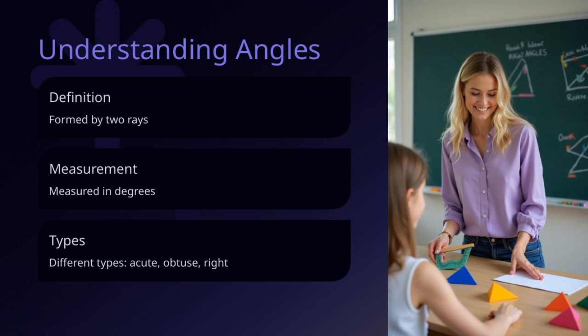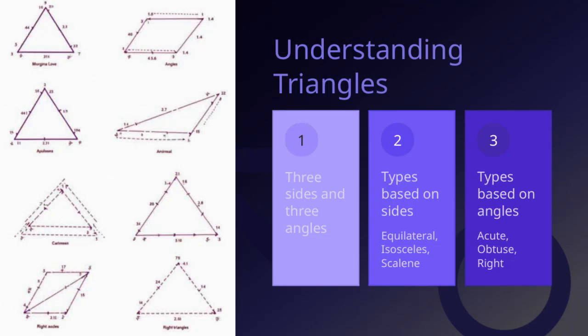Recognizing these types of angles is crucial because they appear all around us, in everything from architecture to design. By understanding what makes an angle acute, obtuse, or right, we can better interpret and analyze the shapes and structures we see every day. This foundation of understanding angles will serve as an essential building block for more complex concepts in geometry. Now, let's take a closer look at the different types of triangles.